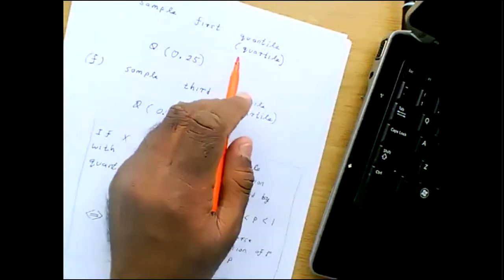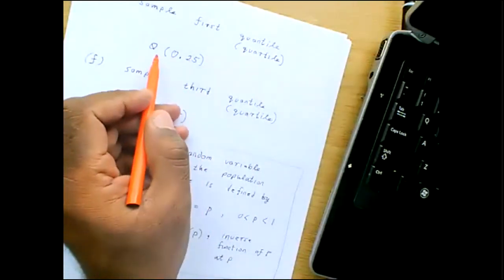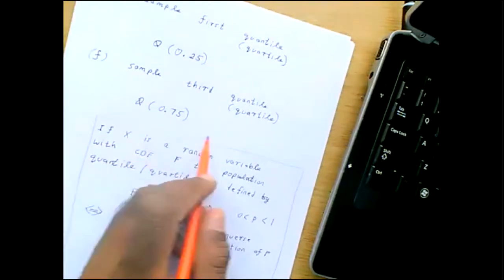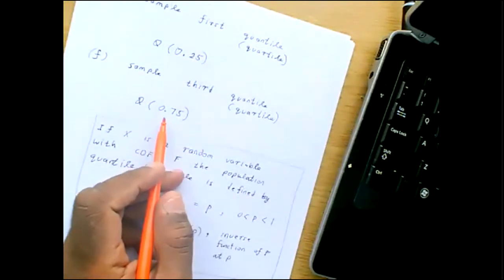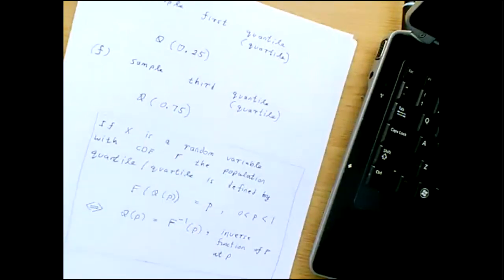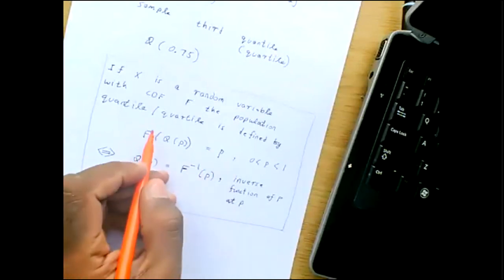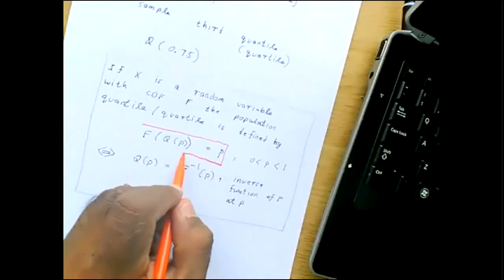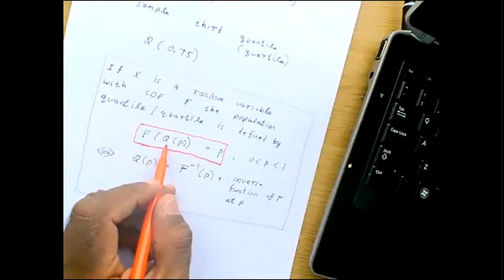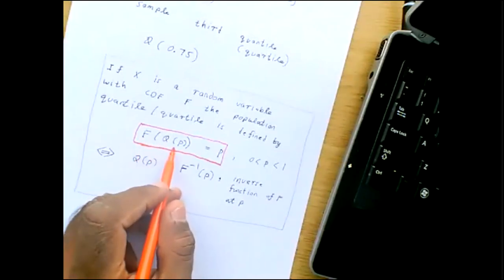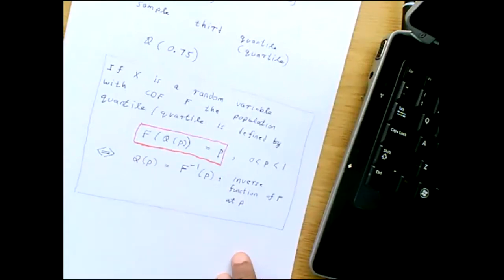So the first quartile is Q at 0.25, that is when p is equal to 0.25. The third quartile is when p is equal to 0.75. Now, the quantile or quartile is formally defined by this equation here. For example, the pth quantile is the value Q of p for which the CDF at Q of p is equal to p, right?